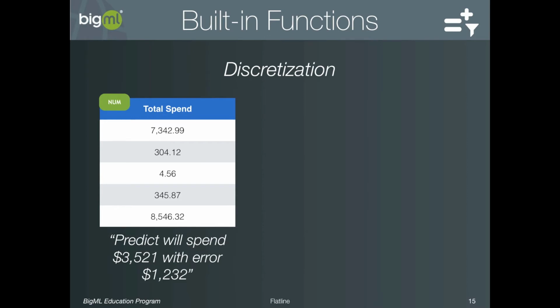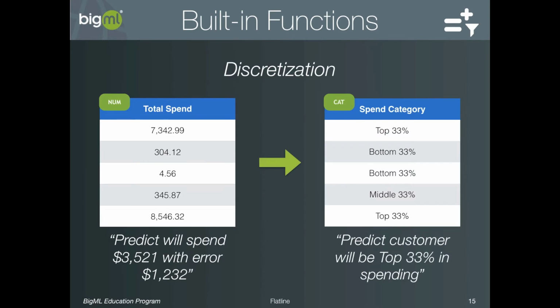Well, what do we mean by this? Instead of predicting the exact spend amount, what if we predict if the new customer will be in perhaps one of three classes: the top third, the middle third, or the bottom third of all of our spenders? This is something we can do with discretization. So let's see an example with this data taken directly from this slide.